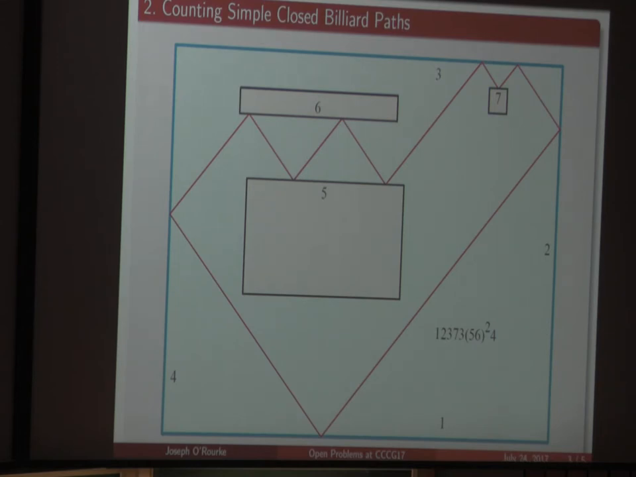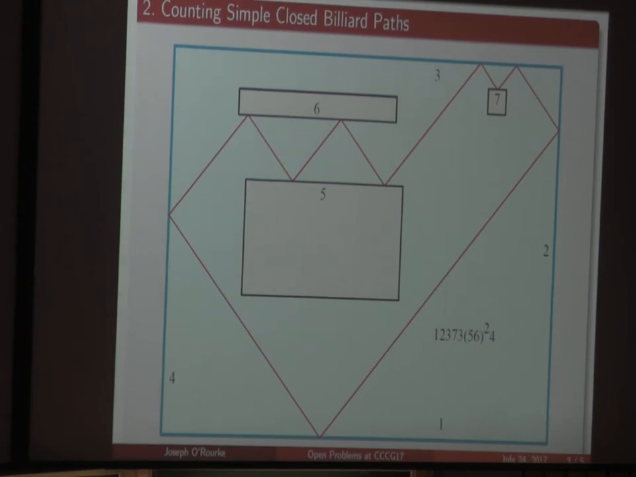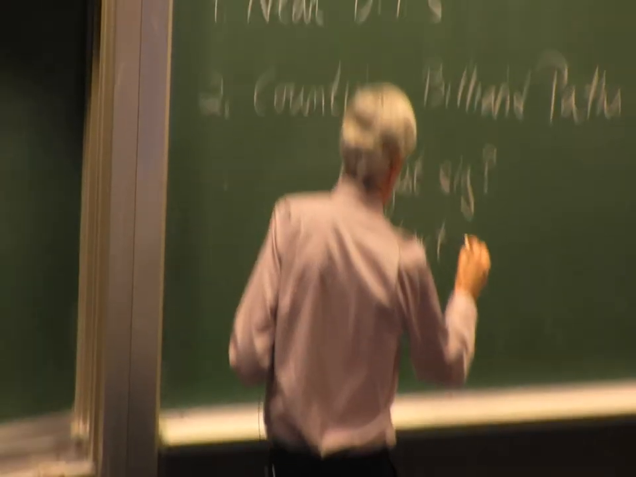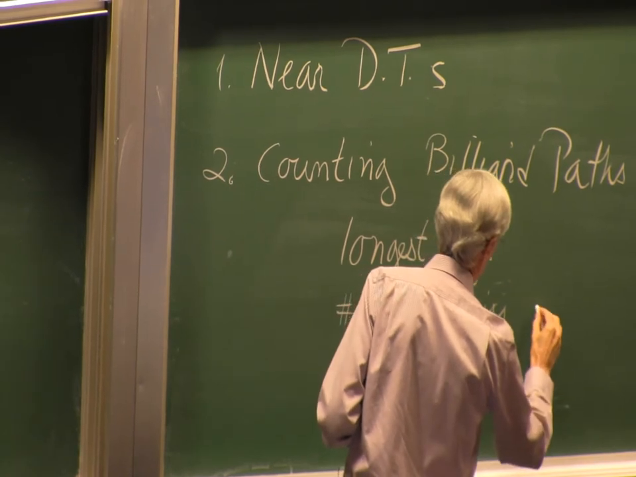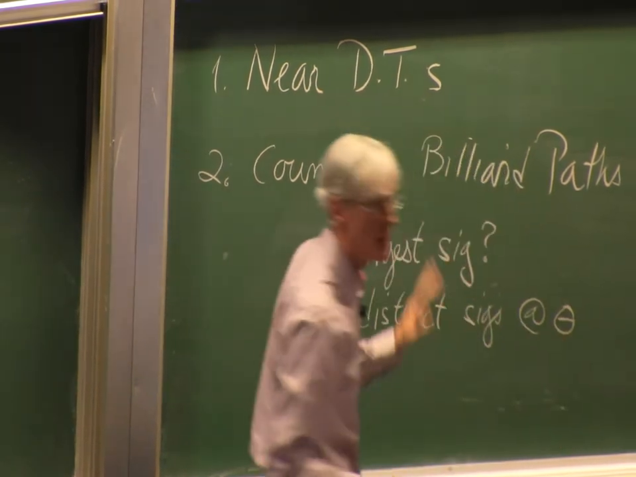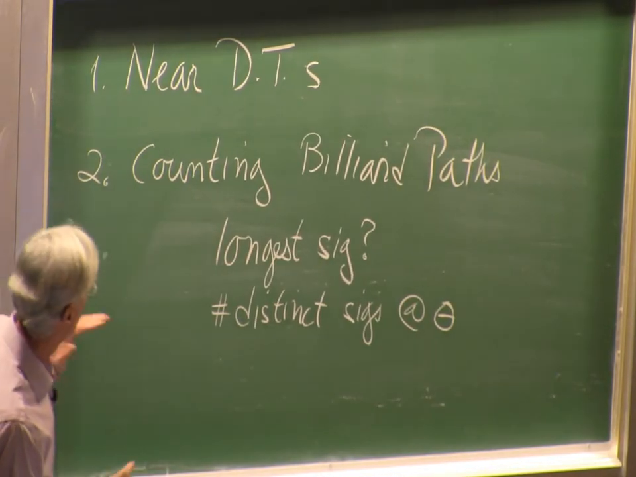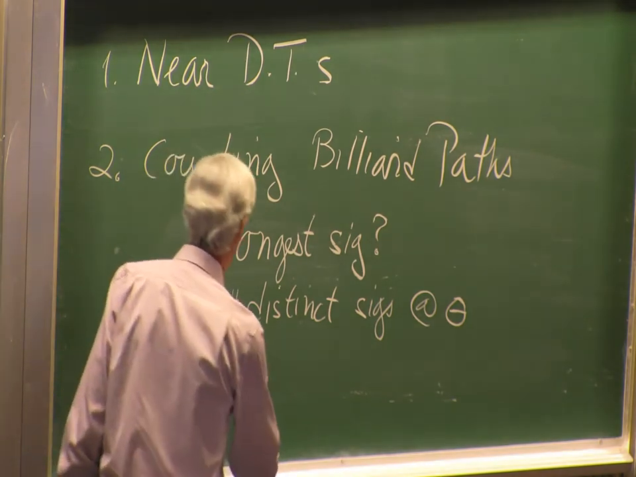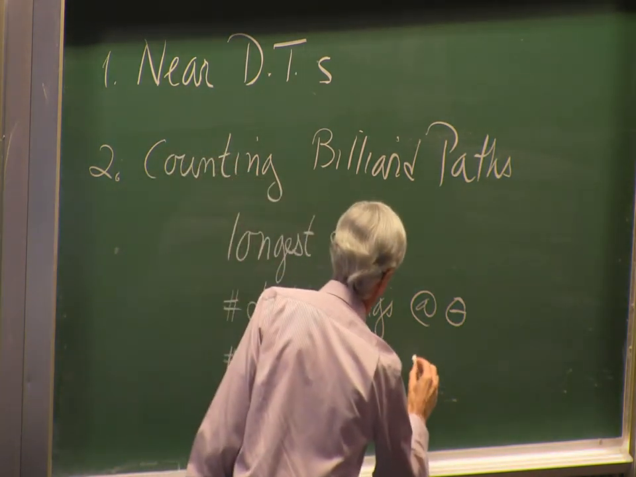So a number of questions. What is the longest signature that you can get with n rectangles? And how many distinct signatures are there, where you fix the angle, say here it's 45 degrees? If you fix some angle, what is the number of distinct signatures that you can get? And maybe the number of distinct signatures over all angles.